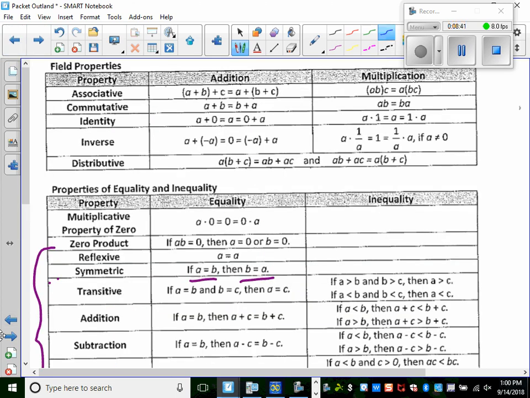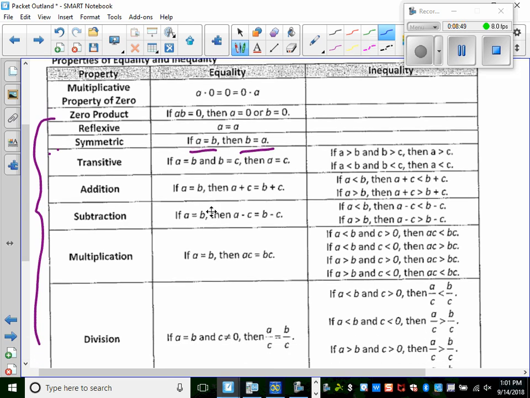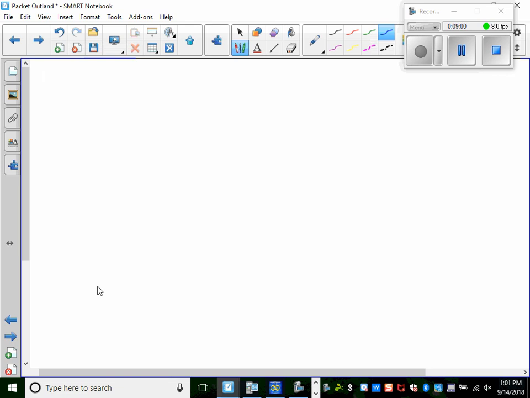All right, let's move on down to, we're going to do all of these together using an equation: addition, subtraction, multiplication, and division. Okay, and notice you also have ones for inequality, so it would just be a matter of changing an equal sign to an inequality symbol. Okay, so let's test this one out. So I'm going to do all 4 operations. So let's just take a basic equation. Let's say we have 5x plus 10 equals 20.